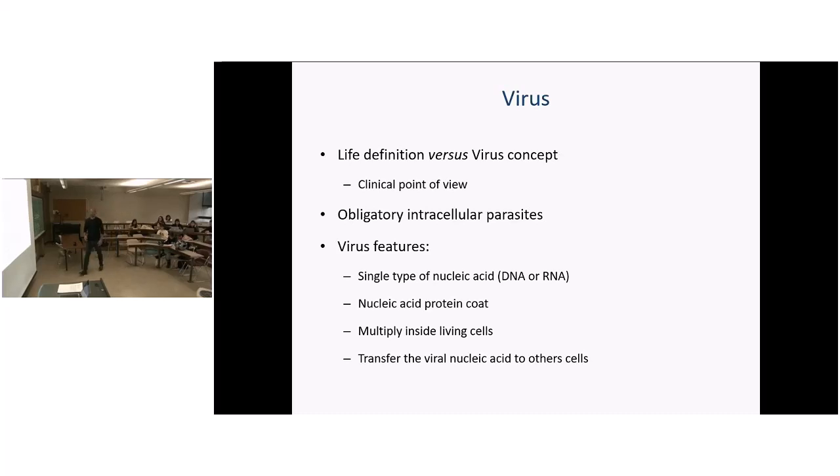Okay, so they tend to be a nucleic acid with a protein coat. So the protection is just that. They multiply inside living cells, and they transfer viral nucleic acid to other cells. Obviously, they can be DNA or RNA and a code. So that's basically what it is.